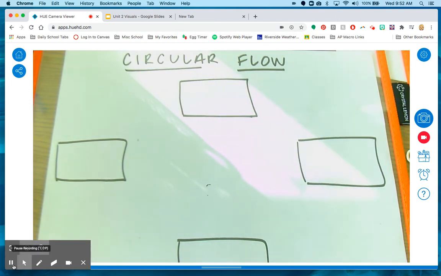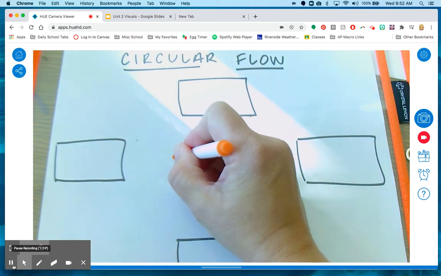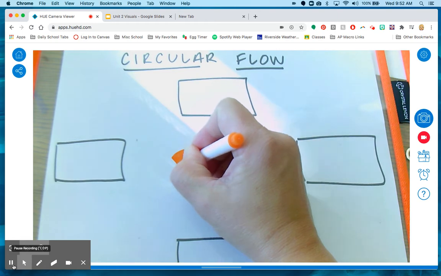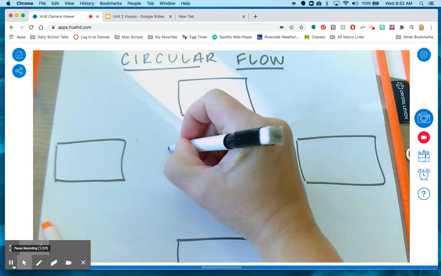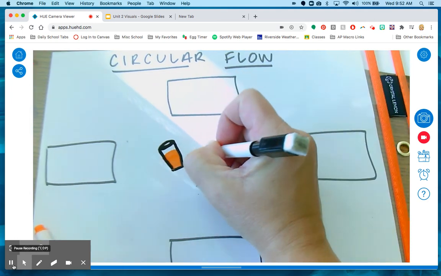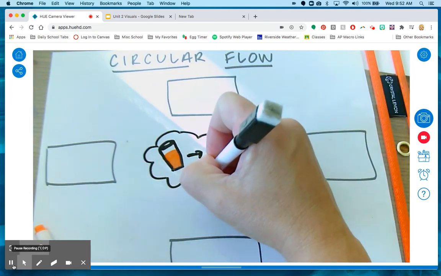All right, so now that you have your circular flow diagram, what I like to do is put the good that's the subject of the circular flow diagram in the middle of the diagram, just to give it a little bit of personality and a little bit of life. Okay, so this is my glass of orange juice. I'm going to put it in the spotlight here.